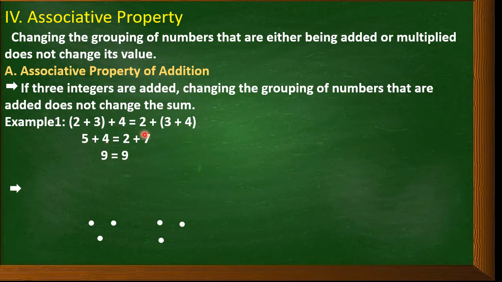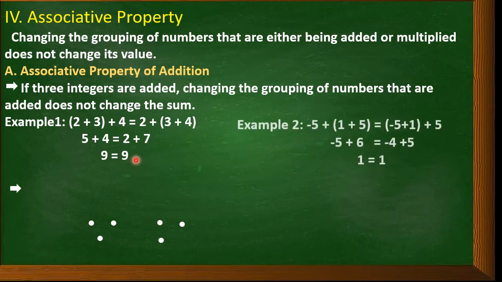Now we also have to find the sum of 2 and the quantity of 3 plus 4. So bring down 2. 3 plus 4 is 7. 2 plus 7 is equal to 9. So see, they have the same sum. This is the associative property of addition.